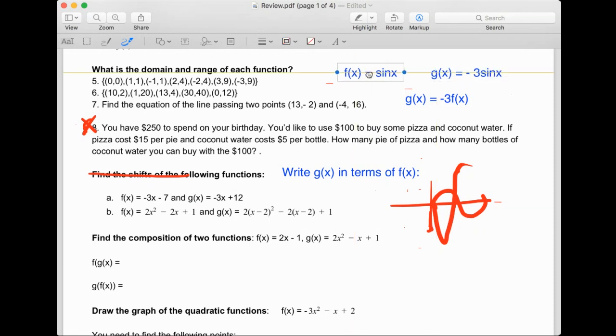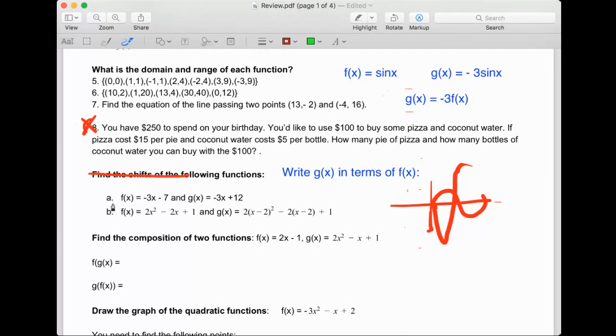Let's make sense of this. So I have two functions. I have f of x, I have g of x. I'm saying f and g are closely related. How are they related? I can write g in terms of f. Picture-wise, we call that transformation. But algebraic-wise, we can write one function in terms of another function.